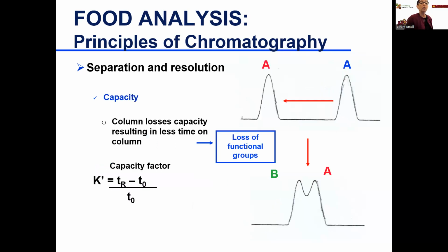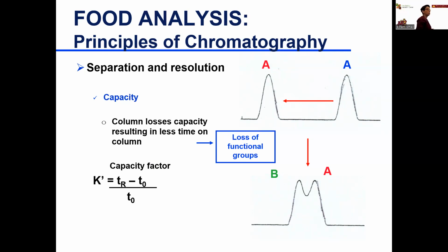Okay. Then capacity is another important factor that impacts resolution. So what I'm trying to demonstrate here is this. At the beginning, when the column is new, you start off with having really nice separation. So this is A, this is B, same as you see here, and you have very nice separation.